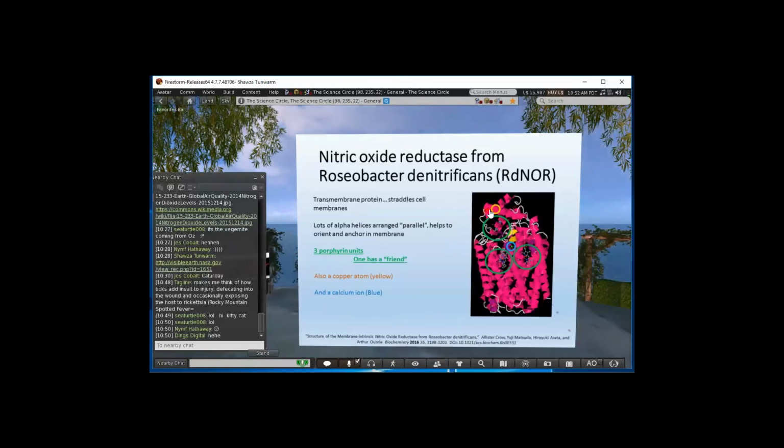The yellow, there's also a copper atom, and there's a calcium atom circled in blue. I think the calcium atom is mainly structural. It kind of is there to pull the helices to make sure they're in the right place and kind of tightly bound to each other. This copper atom, I don't know what its function is. That's still under some debate. So what is this friend? Why do atoms have friends? Do atoms have friends?